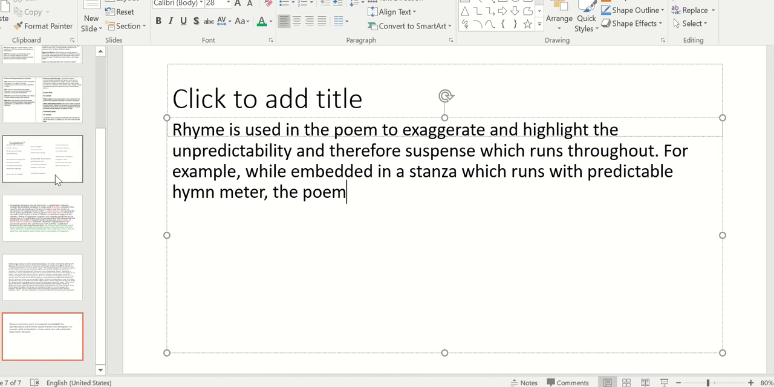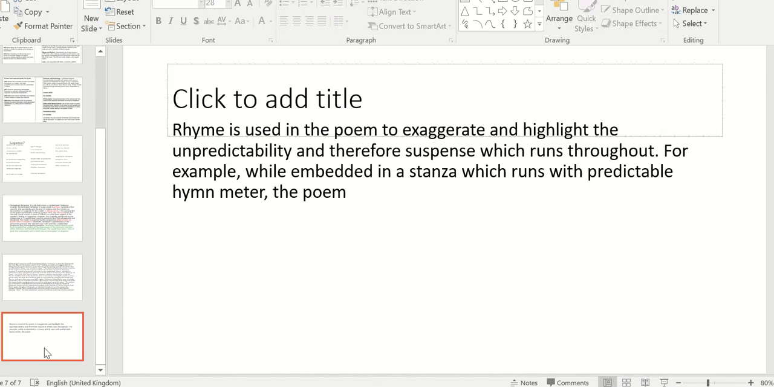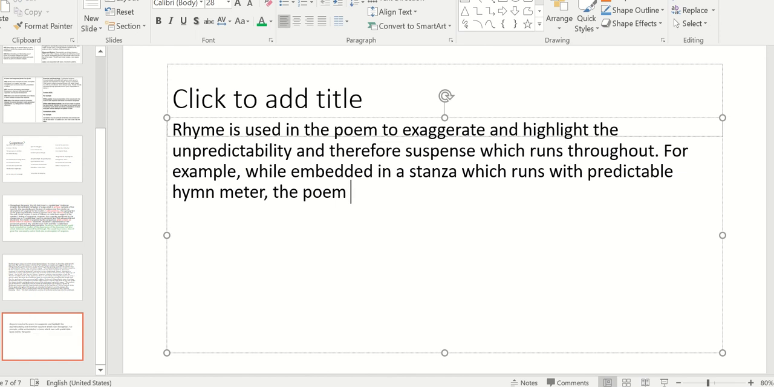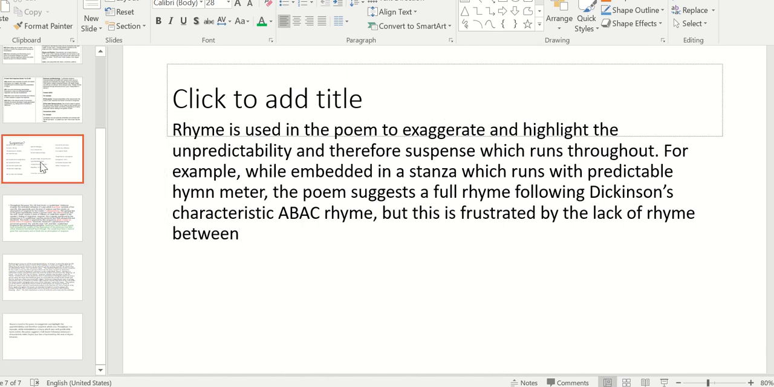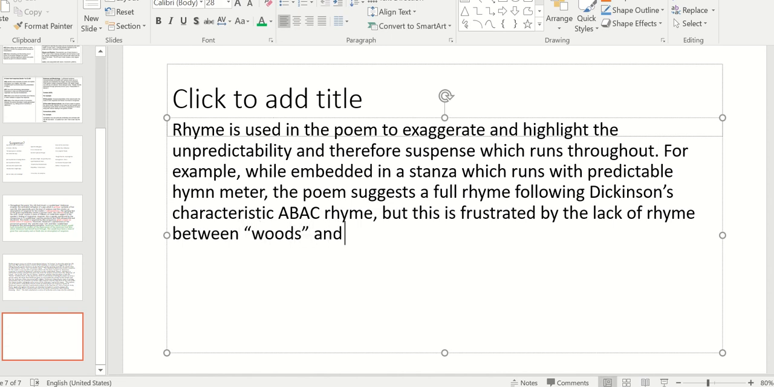let me just check on the poem. The poem suggests a full rhyme following Dickinson's characteristic A-B-A-C rhyme. But this is frustrated by the lack of rhyme between "woods" and "him" in stanza 2. Okay?